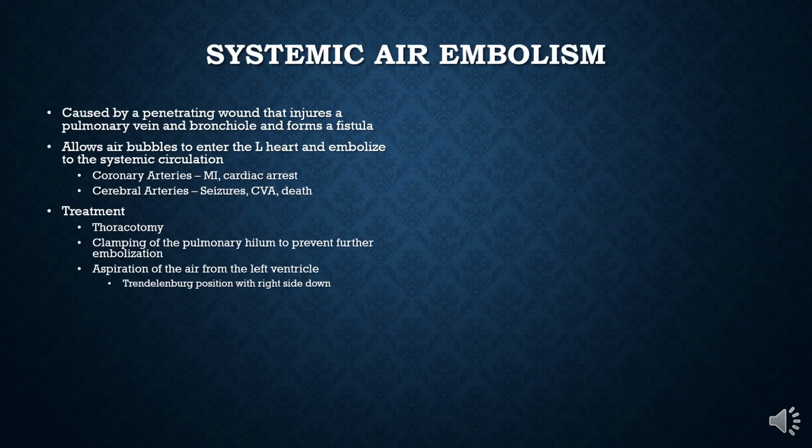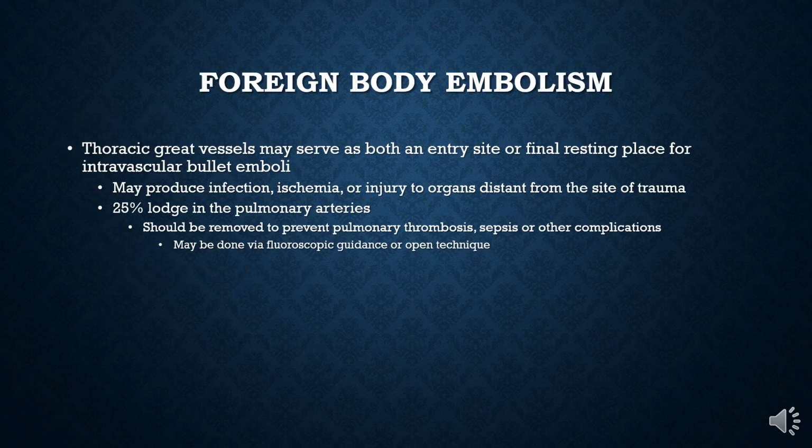Systemic air embolism is caused by a penetrating wound that injures a pulmonary vein or bronchiole, forming a fistula that allows air bubbles to enter the left heart and embolize to the systemic circulation, coronary arteries, causing MI and cardiac arrest, and cerebral arteries, causing seizures, CVA, and death. Treatment: thoracotomy, clamping of the pulmonary hilum to prevent further embolization, aspiration of air from the left ventricle, Trendelenburg position with the right side down.